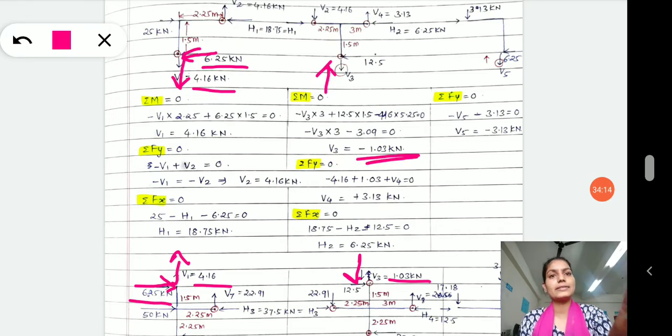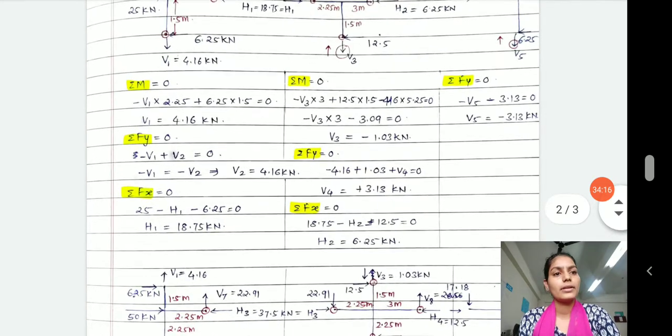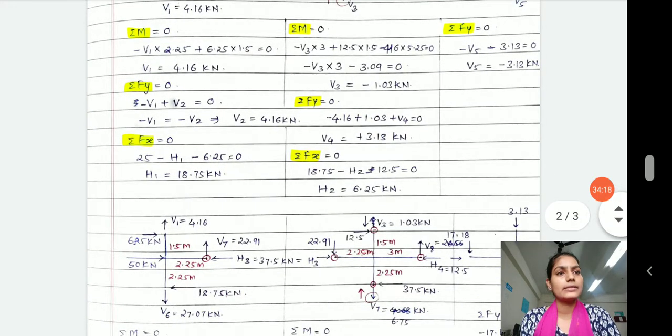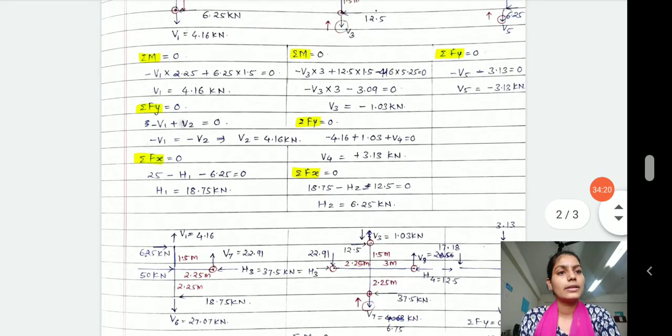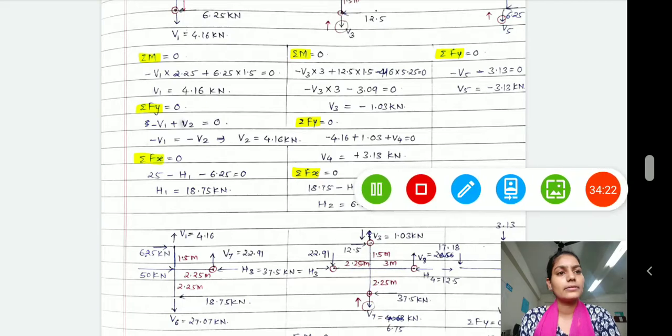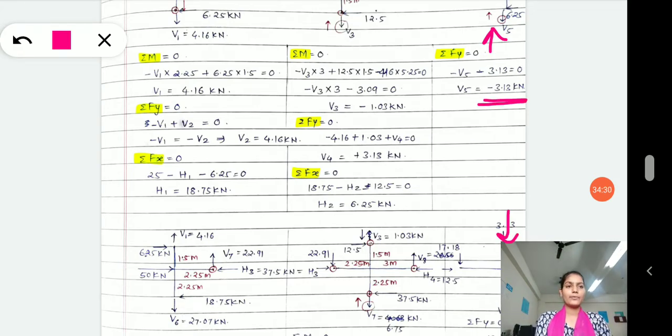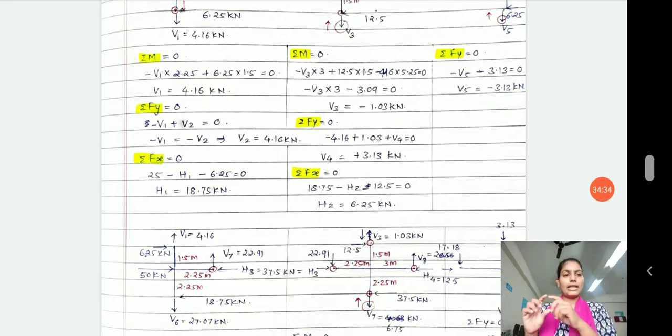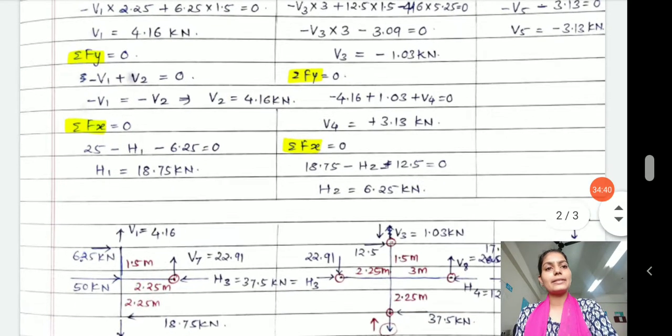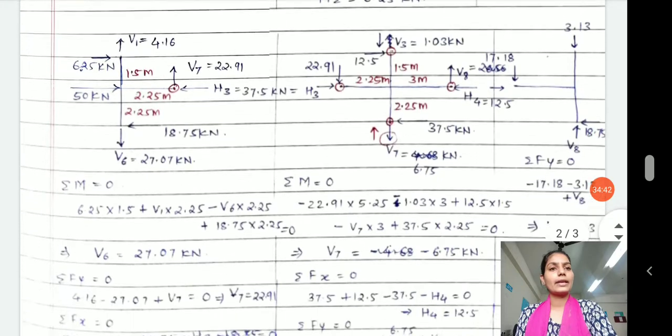Same in the next side. Here the force is acting in the upward direction. It will act downward with a magnitude of 3.13 kilonewton. Similarly, we have analyzed all the forces and applied them to our columns. Now, step by step, apply the equilibrium equations.